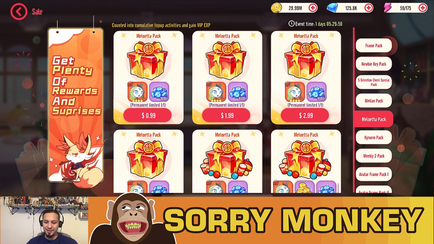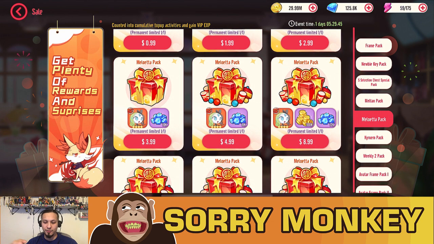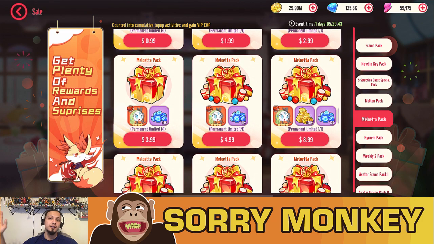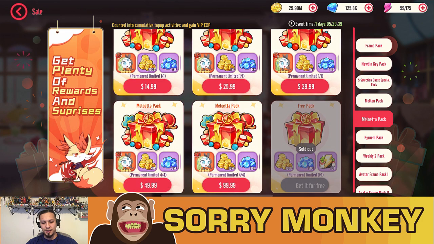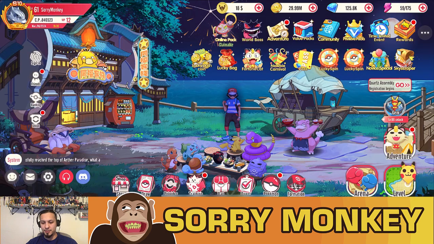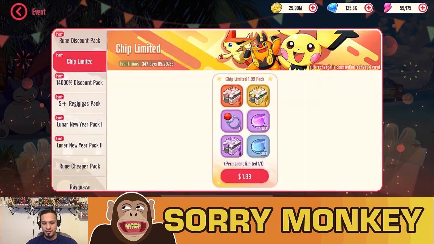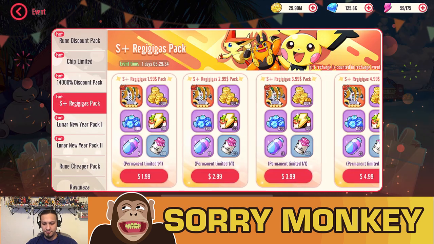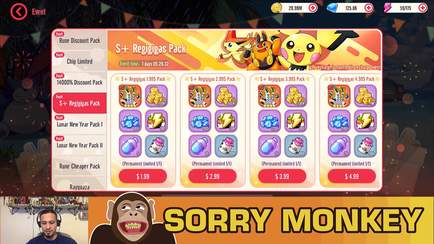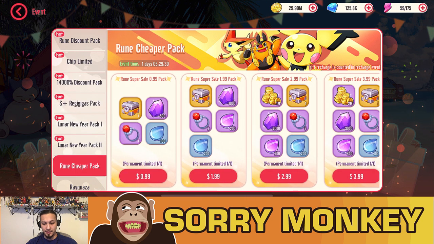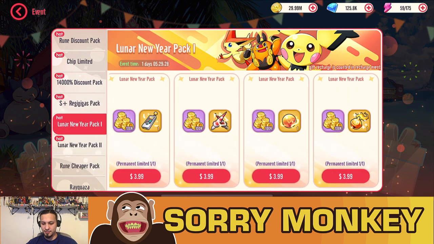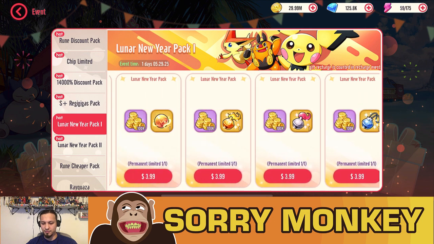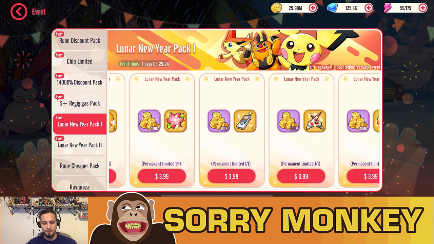But then they make it available for you to get it for $2 and then $3 and then 4, 5, and then 8, right? And look, it's not just here in the value packs. If you go to time limited event, they're here too. Look, Regigigas, legendary held items for $4, and these are specific to your legendaries, by the way.